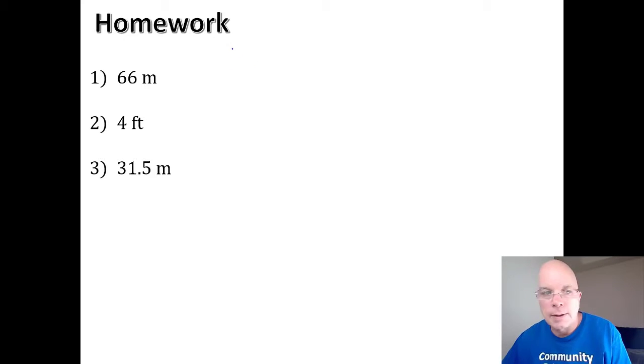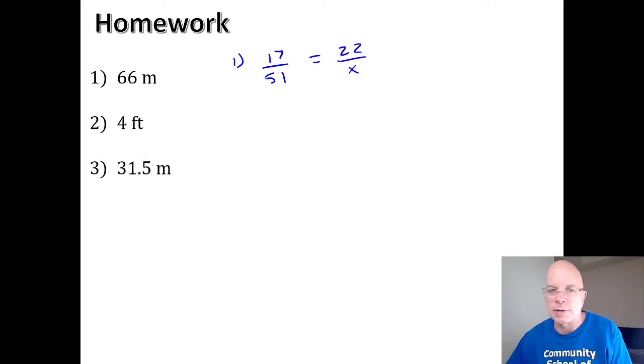Number 1, we were comparing the sides of two similar pentagons, and I think the proportion I would have set up for number 1 would be 17 over 51 is equal to 22 over x. Comparing the smaller pentagon to the larger pentagon. Of course, as we talk about often, there's many different ways of setting up that proportion. As long as the cross products are the same, then you have an equivalent proportion.